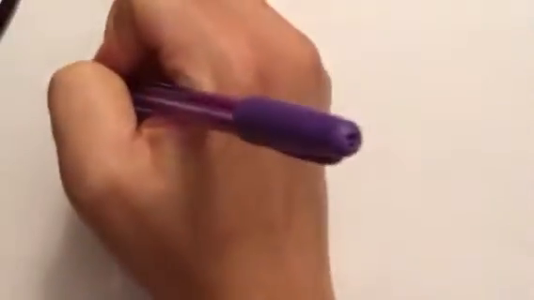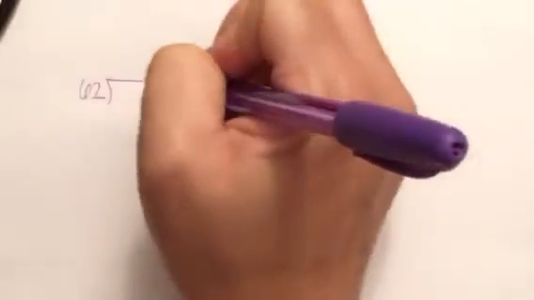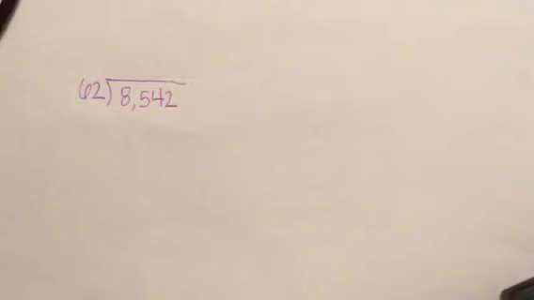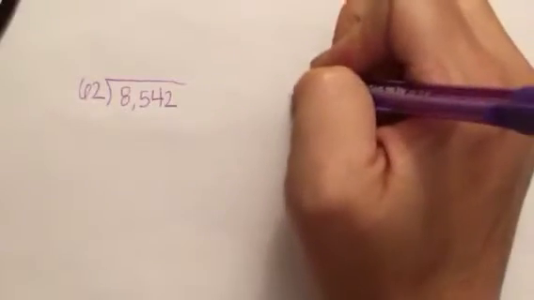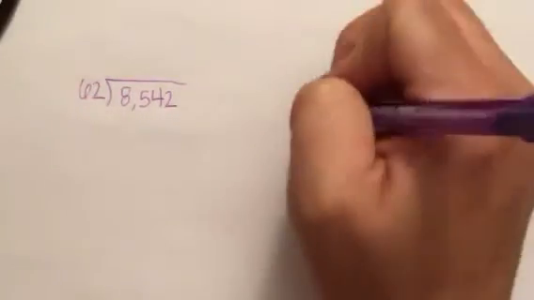Problem. Okay, so we're still going to do 62, and we're still going to divide that into 8,542. And this time, if I'm doing the standard algorithm, the most you're ever going to need to go to on your benchmark numbers is 5.